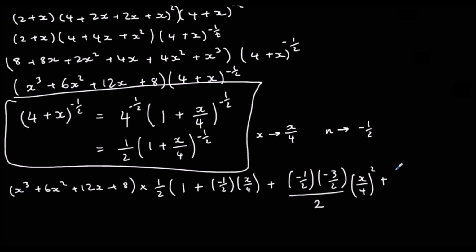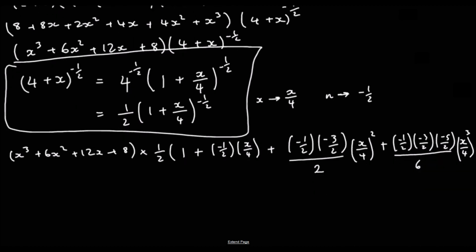The next one is n times n minus 1 times n minus 2 over 1 times 2 times 3, which is 6, x cubed. So x over 4 cubed. We can use a calculator to simplify.